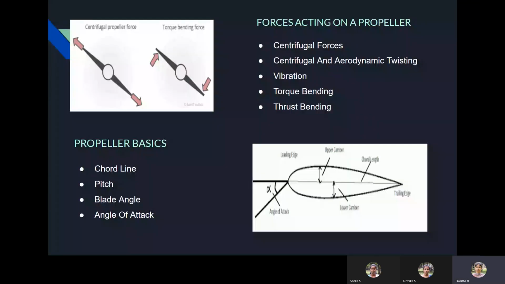Propeller blades are constructed in a similar way to a wing. As such, they are subjected to some of the same aerodynamic forces like a wing. The difference is that a propeller has some additional forces acting on it. The forces acting on a propeller are centrifugal forces, centrifugal and aerodynamic twisting, vibration, torque bending, and thrust bending. The basic terms associated with the operation of aircraft propellers are chord length, pitch, blade angle, and angle of attack. Next, I would like to call Sneka to brief about our propeller design.